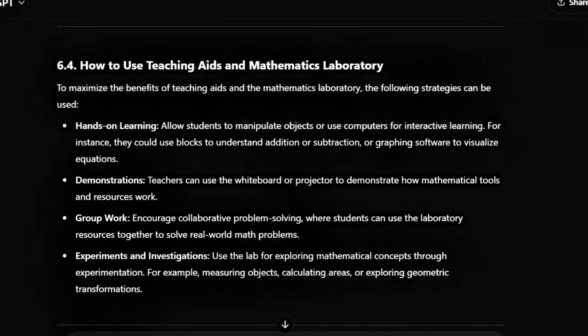Demonstrations: teachers can use the whiteboard or projector to demonstrate how mathematical tools and resources work. Group work: encourage collaborative problem solving, where students can use the laboratory resources together to solve real-world math problems. Experiments and investigations: use the lab for exploring mathematical concepts through experimentation. For example, measuring objects, calculating areas, or exploring geometric transformations.